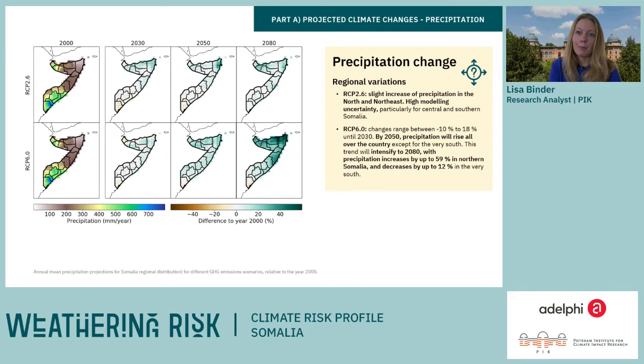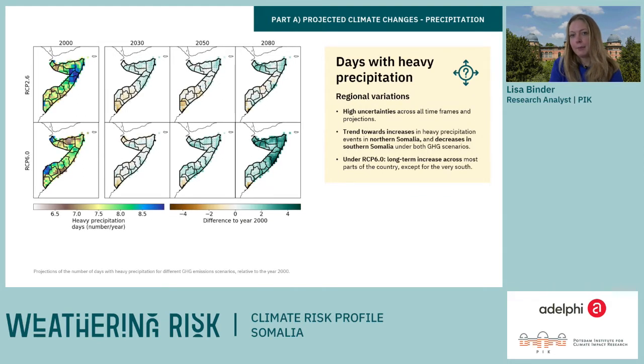On this slide you can see regionally specific changes in precipitation, and those are subject to high levels of modeling uncertainty in most regions and also across the scenarios and timeframes depicted here. This uncertainty is particularly high for southern but also for central Somalia and is most prominent under RCP 2.6. Under RCP 6, overall projections are more certain, but nevertheless show significant uncertainties in the short-term projections, until 2030. Generally, projections show a decreasing trend for the south of Somalia and an increasing trend for northern Somalia, where precipitation will be rising by up to almost 60% by 2080 in the most affected regions, and most strongly affected will be Galmudug and Puntland.